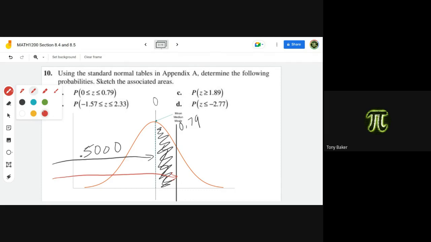So 0.7 is 0.78524. Everybody able to find that one? And now we're looking between those two, right? So we subtract. So my A is 0.28524. That would be the probability between 0 and 0.79.